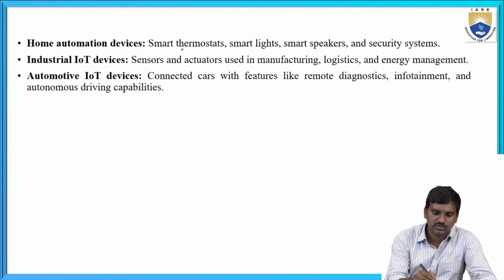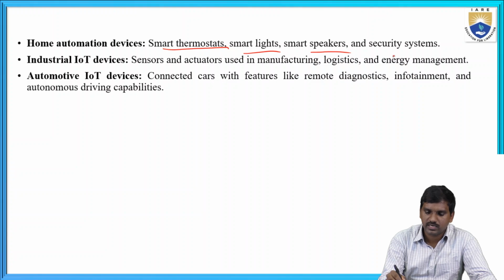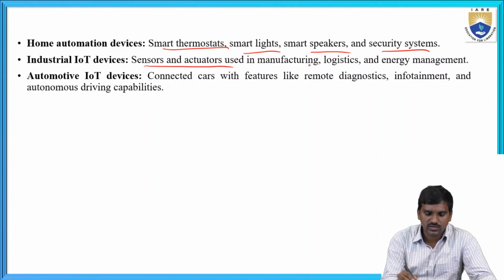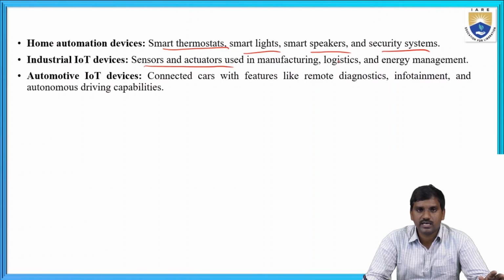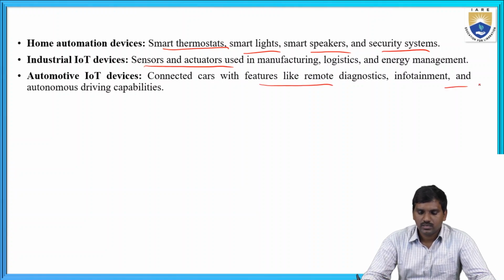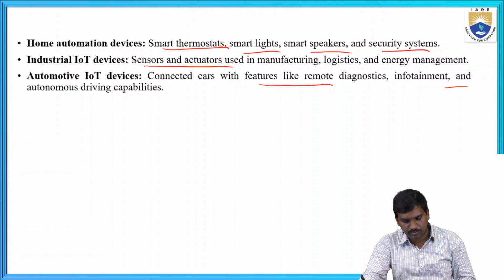In home automation, devices include smart thermostats, smart lights, smart speakers, security systems, like that. Industrial IoT uses sensors and actuators in manufacturing, logistics, and energy environments. Automotive IoT devices are connected cars with features like remote diagnostics, infotainment, and autonomous driving capabilities. Depending on the function, we have different IoT devices.